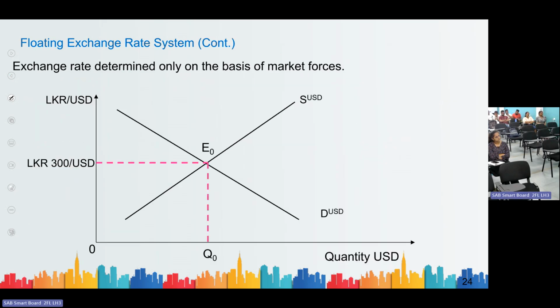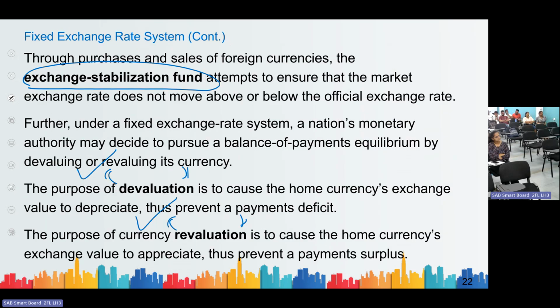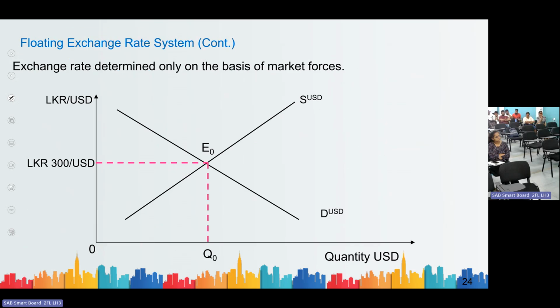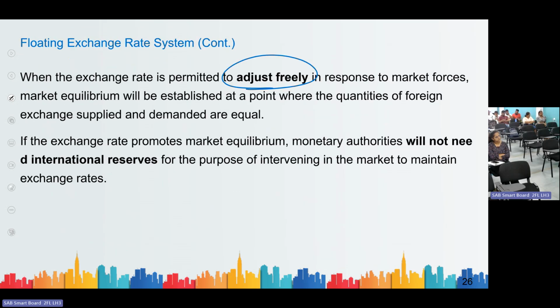Under the fixed exchange rate system, we have to use the exchange stabilization fund, which is in terms of foreign exchange or foreign currencies, like foreign reserves. But in the floating exchange rate, we don't have to utilize foreign reserves or international reserves in order to stabilize the foreign exchange market, because it happens automatically. The market reaches equilibrium automatically. Monetary authorities do not want to use international reserves to intervene in the market to maintain the exchange rate.